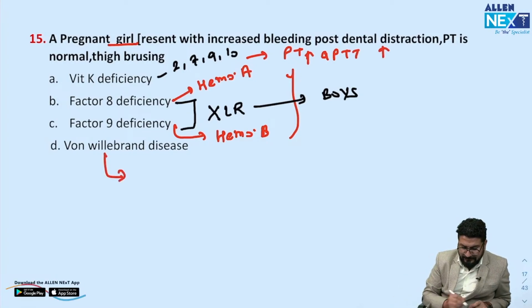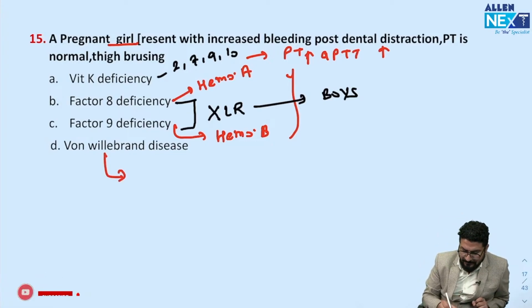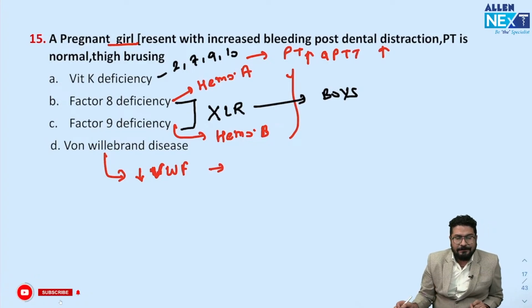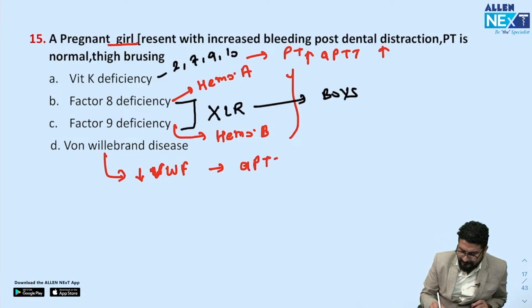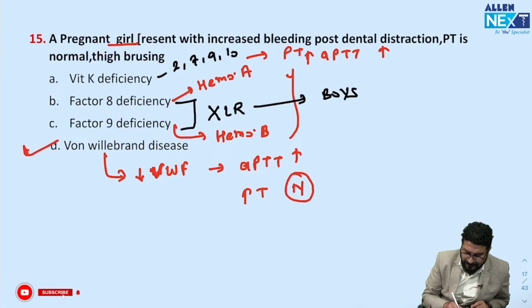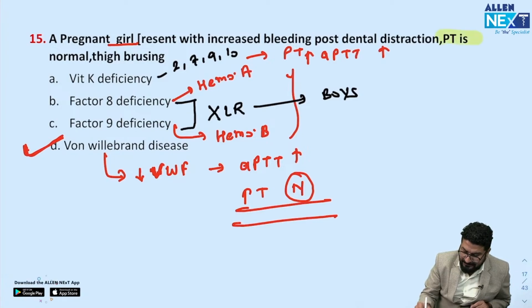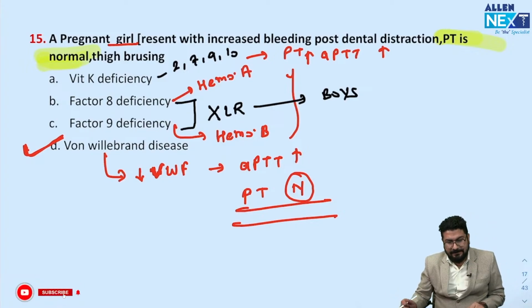In von Willebrand disease, von Willebrand factor is a transporting factor for factor 8. So here you will see a decreased von Willebrand factor. When this is deficient, there is an indirect deficiency of factor 8. Factor 8 means the intrinsic pathway will be compromised. So APTT will increase, but PT will be normal. That's why the answer for this question will be von Willebrand disease. You can clearly see in this question the hint is that PT is normal. So this is the hint they're asking about von Willebrand disease. Am I clear?